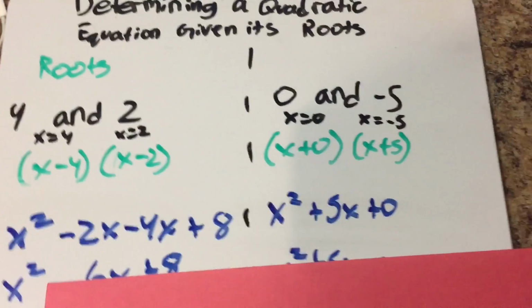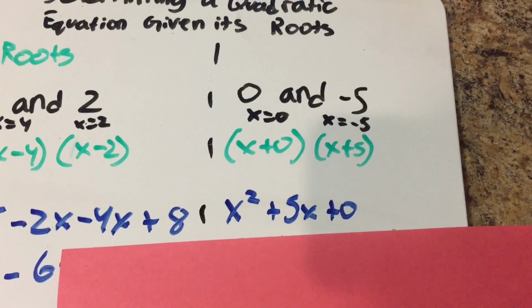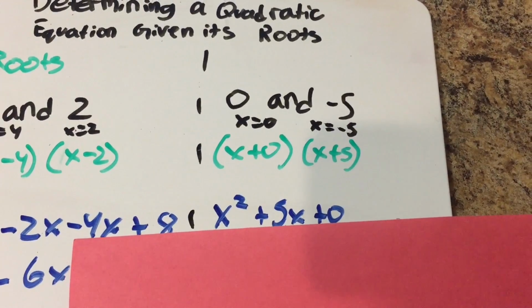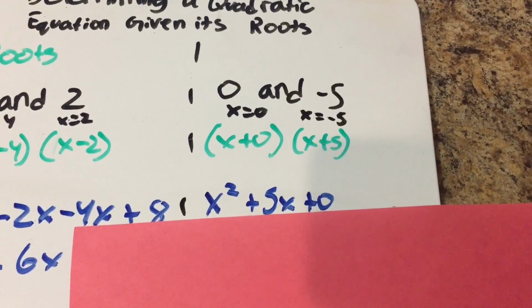Now moving to the other side. So you have 0 and negative 5. When you bring them to the other side of the equation, you got x plus 0 times x plus 5. Now that this is in factored form, we can turn it into a quadratic equation.